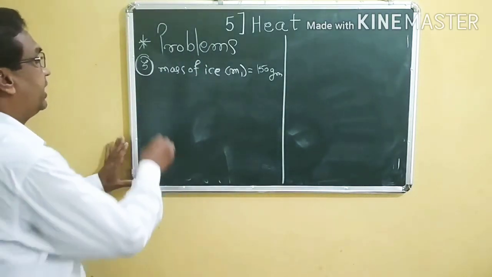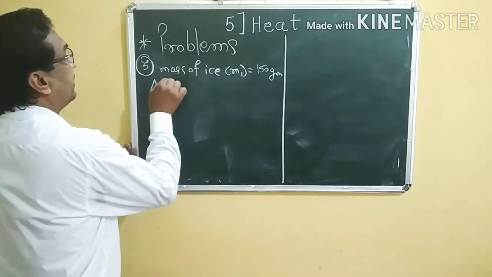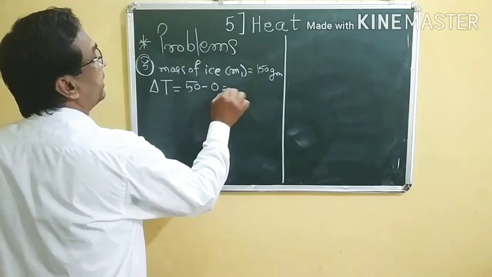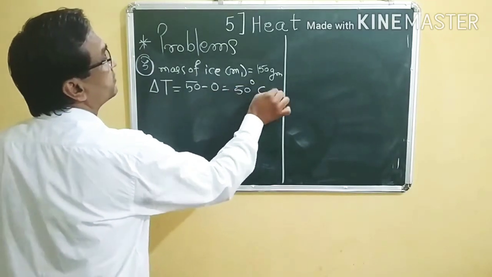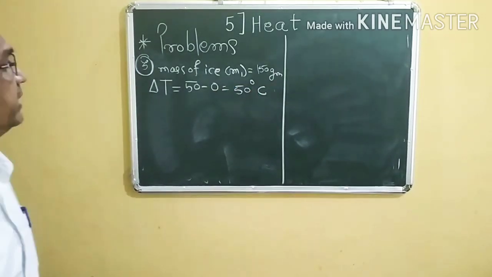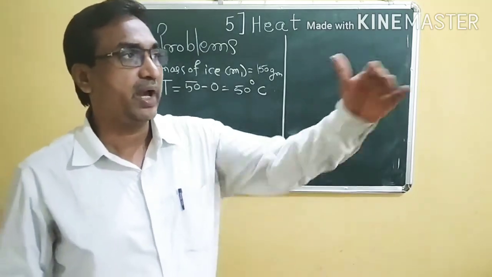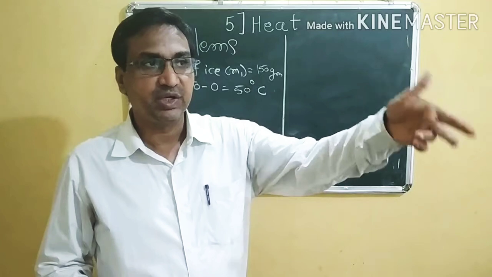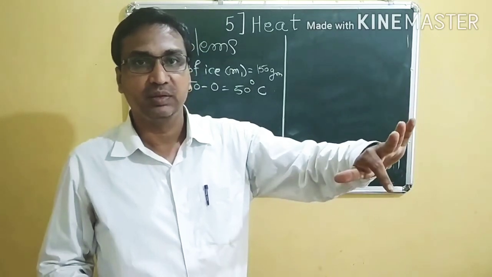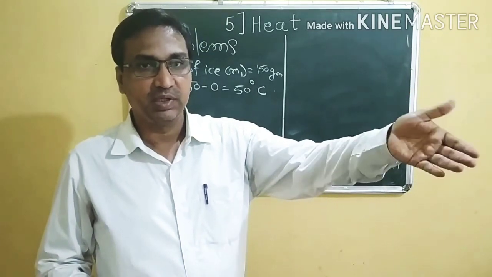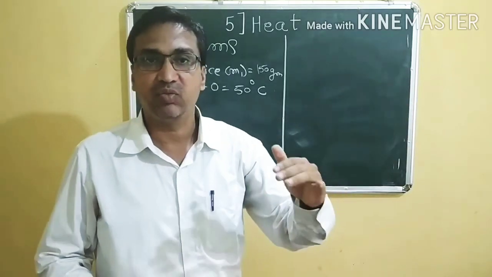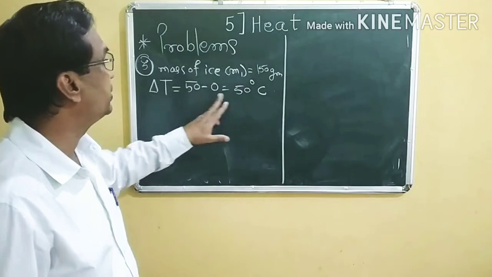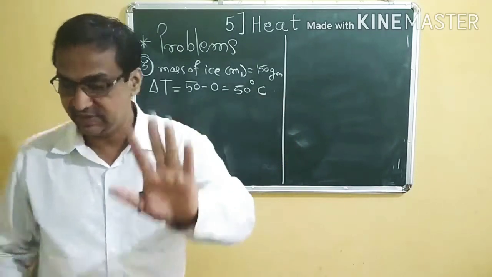So delta T here is 50 minus 0, that is 50 degrees Celsius. There is a change: ice having the initial temperature 0 is converted into water, and the water has a temperature of 50 degrees Celsius. So delta T, the change in temperature, is 50 degrees Celsius.